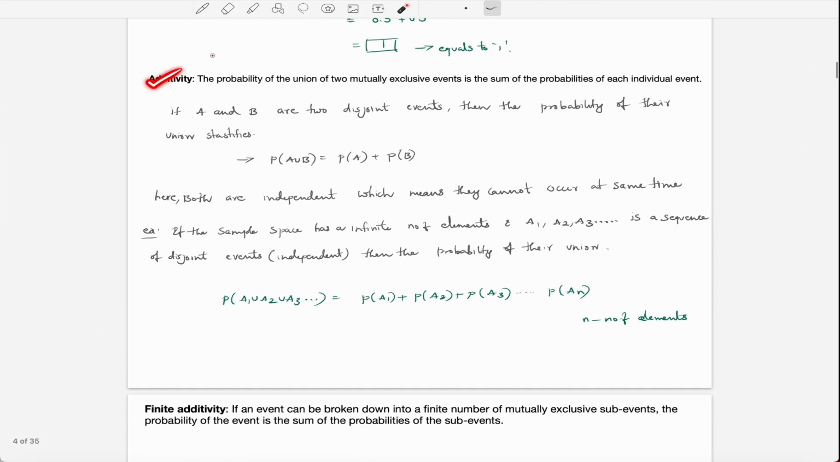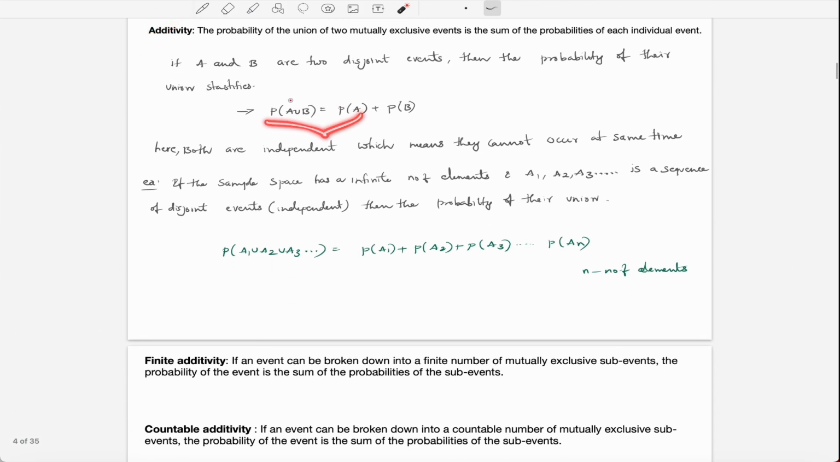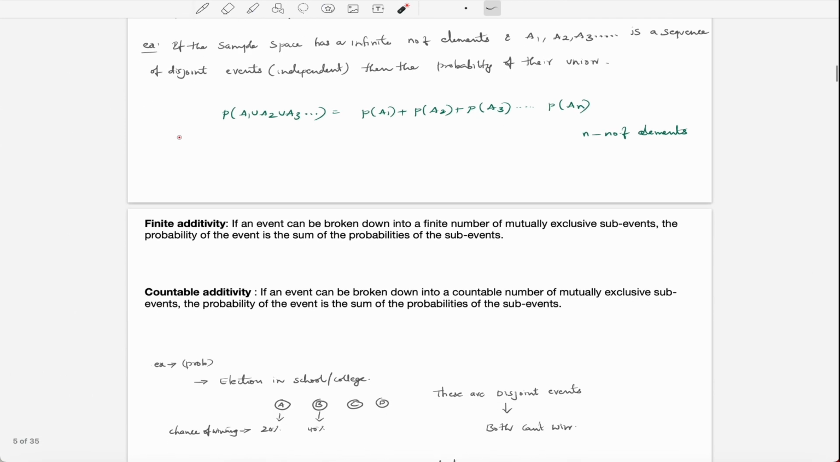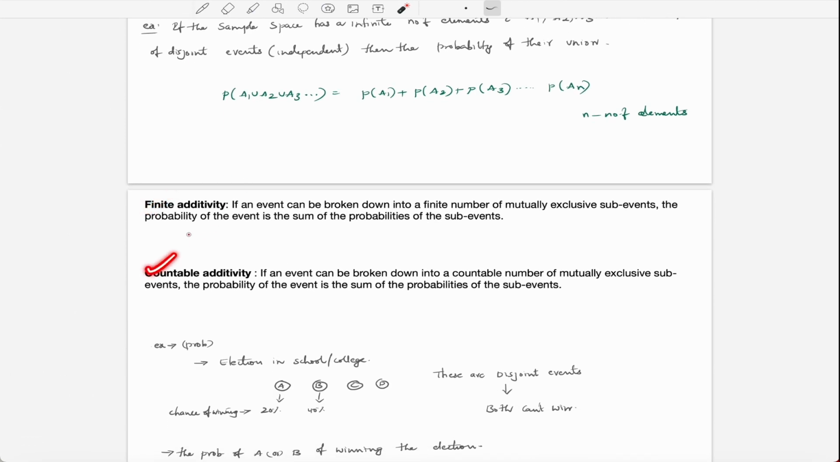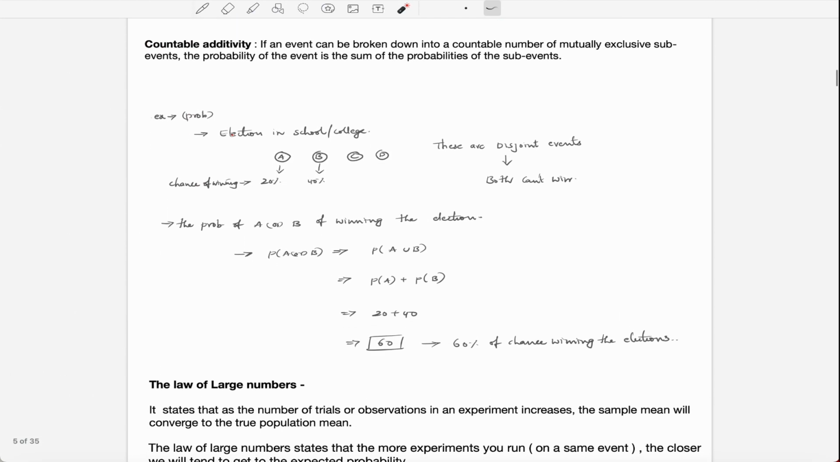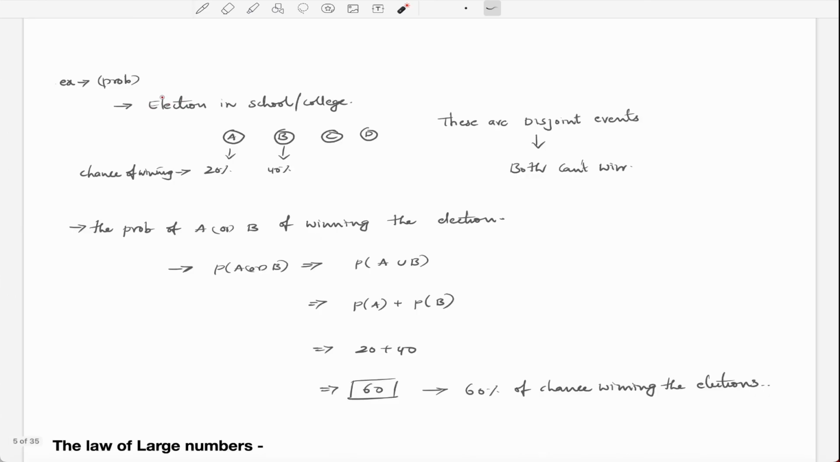And we have additivity, and how two mutually exclusive events union, and finite and countable additivity, right? So I just want to give a formal probability example, so that it's easy for you to recapitulate what I have said till now, from the probability introduction to this second lecture. The example looks like this: me and my friends participated in an election held in a college or a school.